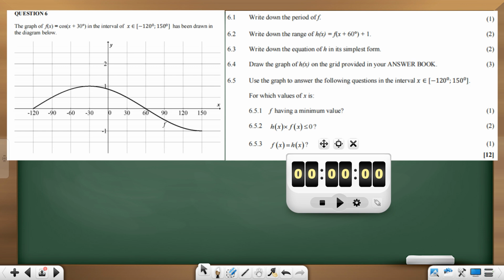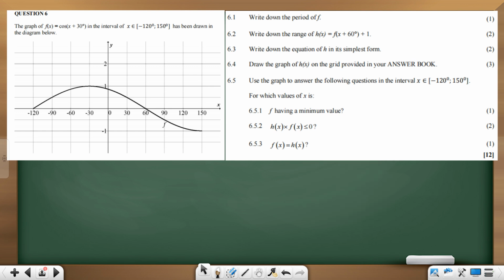Okay guys, we're marking our graphs quickly. Then we have a 2D and 3D. So you see that we're completing the whole thing. Now, the graph of f of x equals cos x plus 30. You can see the graph has shifted towards the left-hand side. All right, between negative 120 and 150 has been drawn.